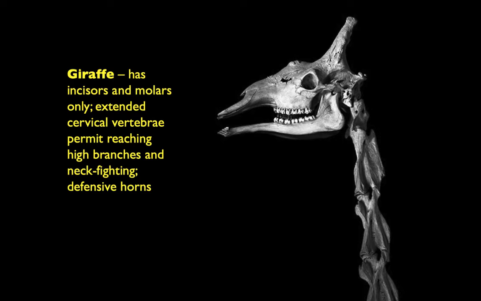The giraffe. It has incisors and molars only. It has these extended cervical vertebrae that permit reaching high branches and neck fighting. It has these defensive horns. If you look at the bones in the neck of the giraffe, you see 7. And yet they have these really long necks. We also have the 7 bones. All mammals have the 7 bones.